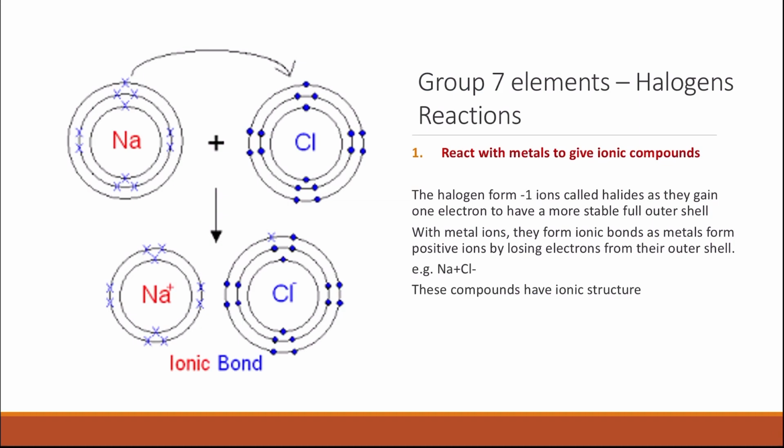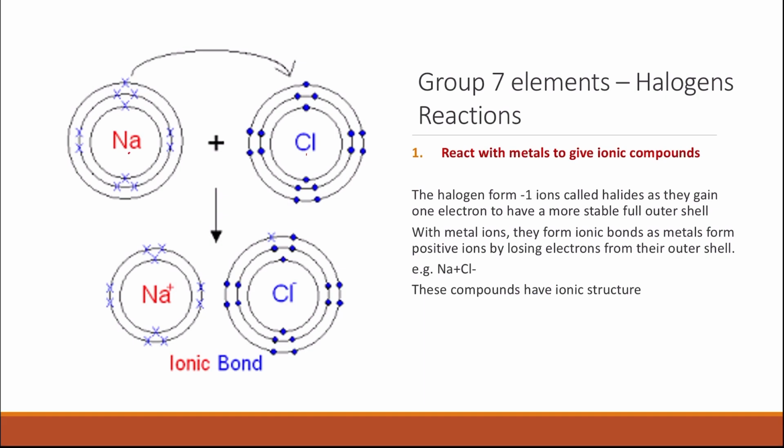So let's have a look at the example in front of us, where sodium reacts with chlorine to give sodium chloride. So halogens, when they gain electrons, they form ions called halides. So chlorine becomes chloride. So the ion is called chloride and the element itself is called chlorine. In the same way, bromine becomes bromide when you talk about the ion.